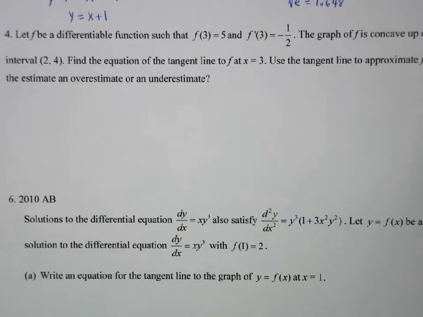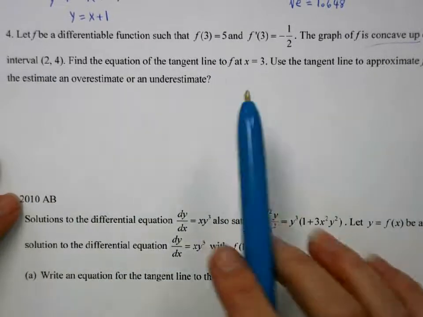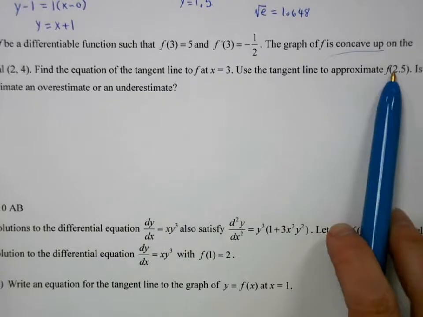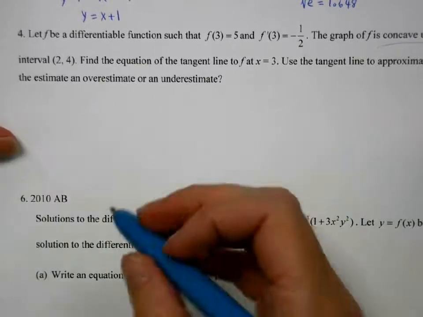Okay, number 4, let f be a differentiable function such that f of 3 is 5, f prime of 3 is negative 1/2. The graph is concave up on the interval containing 3, so from 2 to 4. Find the equation for the tangent line at 3, use it to approximate f of 2.5, and then is it over or under? All right, so we have all the information necessary to do the tangent line.